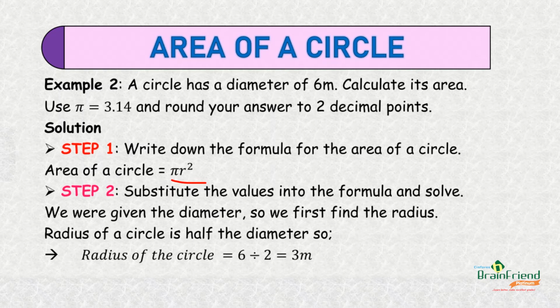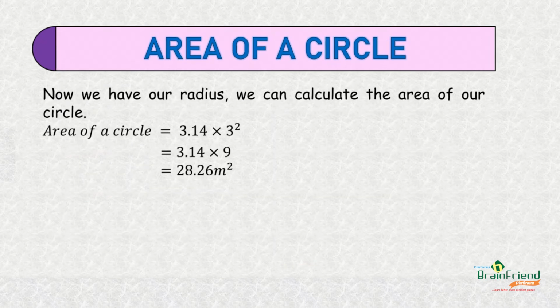Now note that we were given the diameter and not the radius. So first of all, we have to find the radius of a circle. And remember that the radius of a circle is half the diameter. So the radius of our circle will be 6 divided by 2, which is equal to 3 meters. Now we have our radius, we can now calculate the area of our circle.